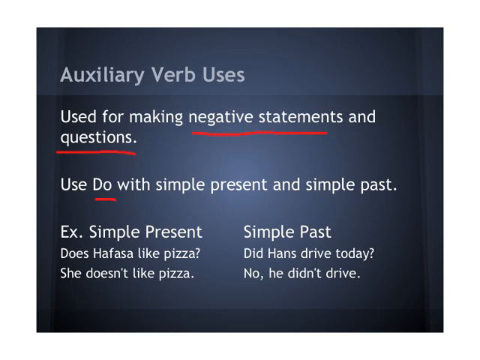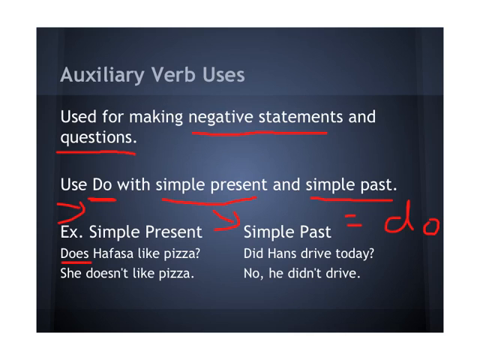So we also learned that do is the auxiliary verb that we need to make a negative statement or question in simple present and simple past verb tense. Simple present, simple past uses do. So here's some more examples. Does Hafasa like pizza? She doesn't like pizza.